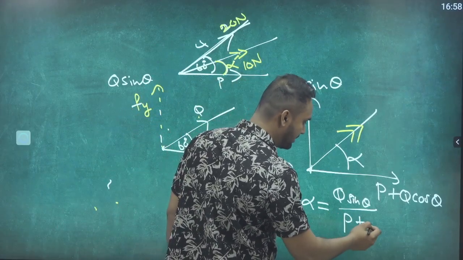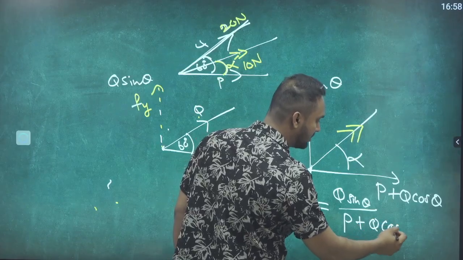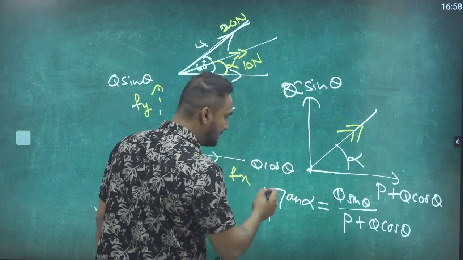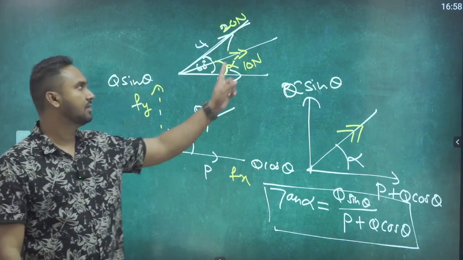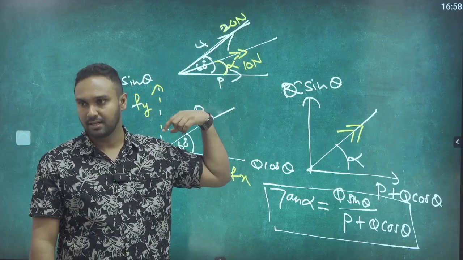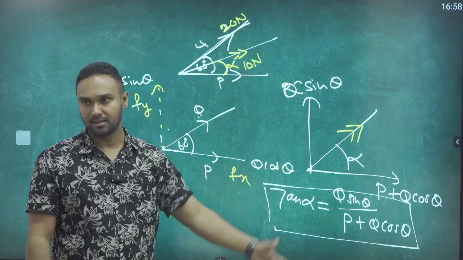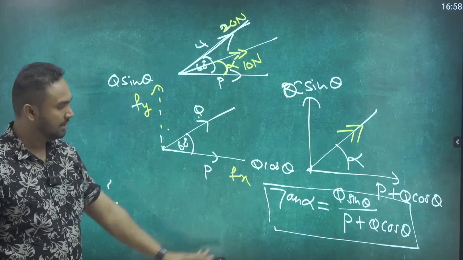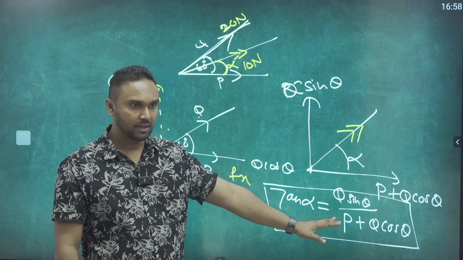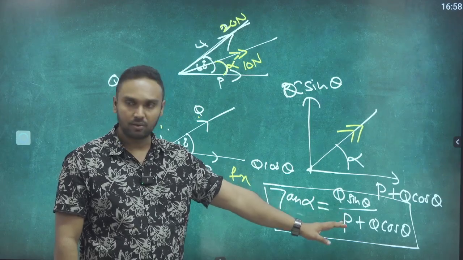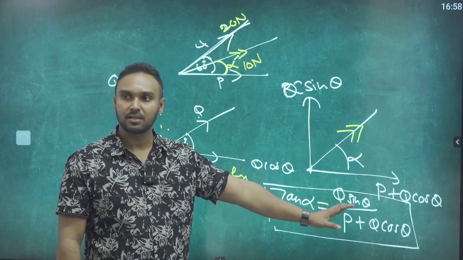P plus Q cos theta. Now this is the formula to find the angle of the resultant force when the two forces are acting at an acute angle. Right? When there is an acute angle, the angle of the resultant force is found by tan alpha equals Q sin theta over P plus Q cos theta.